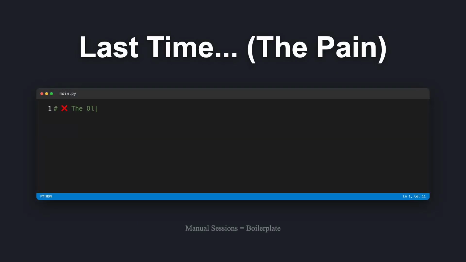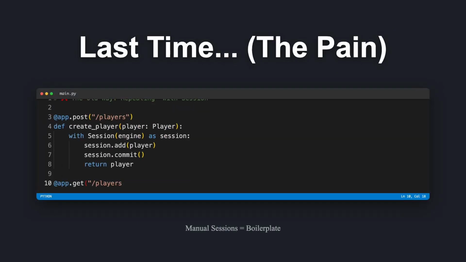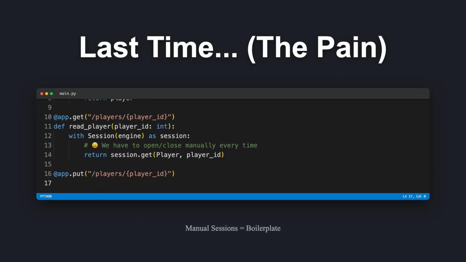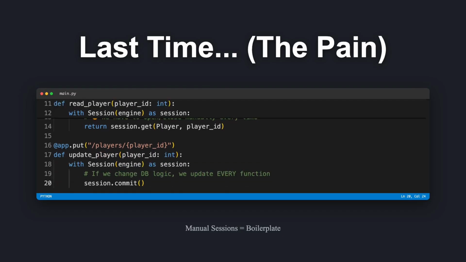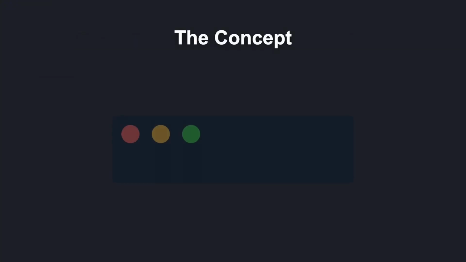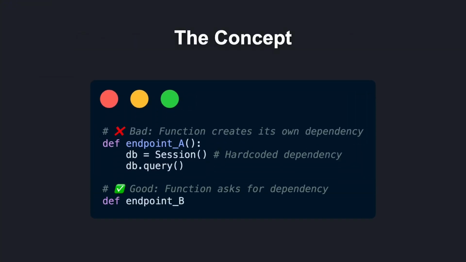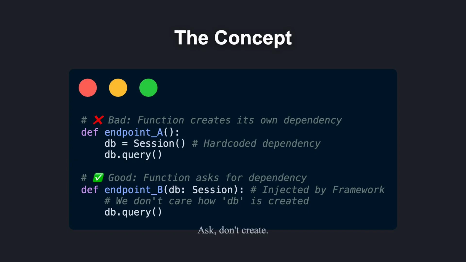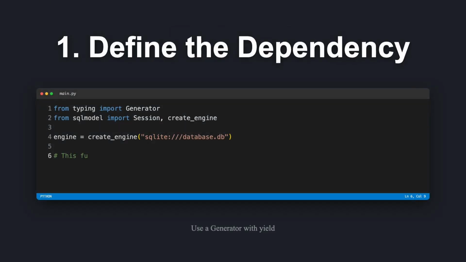In the last video, we manually opened a database session inside every single endpoint using a with block. While that works, it creates a maintenance nightmare. If we ever want to change how we handle connections, we would have to update every single function. FastAPI solves this with dependency injection. The concept is simple. Don't create dependencies inside your function. Ask for them.